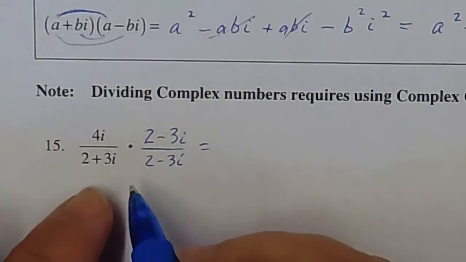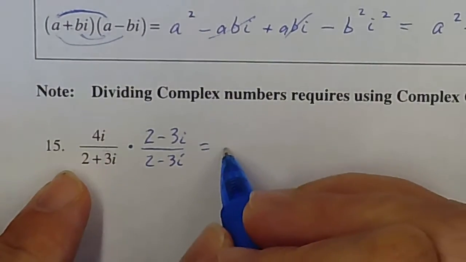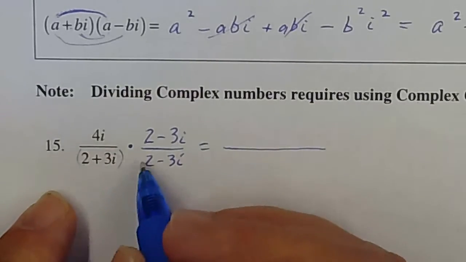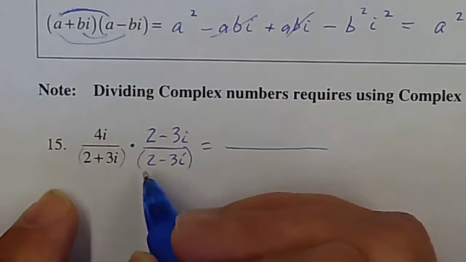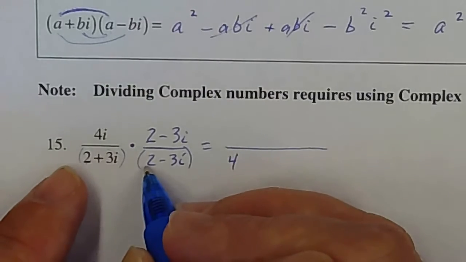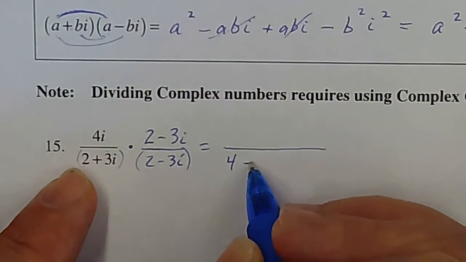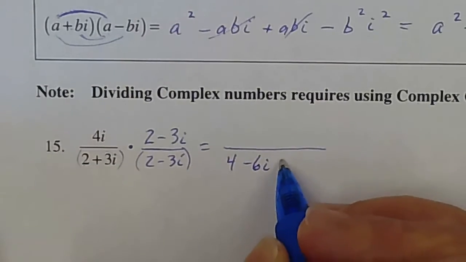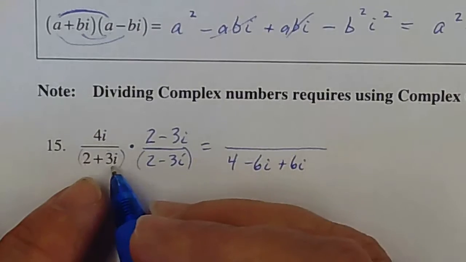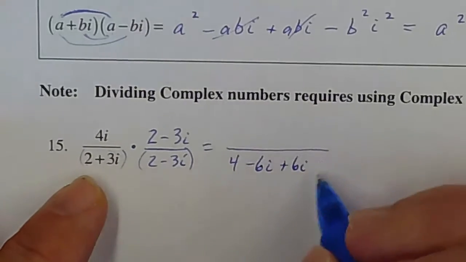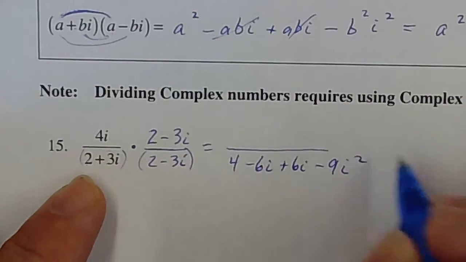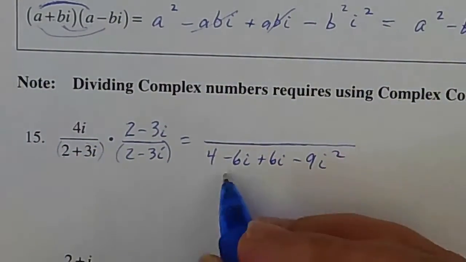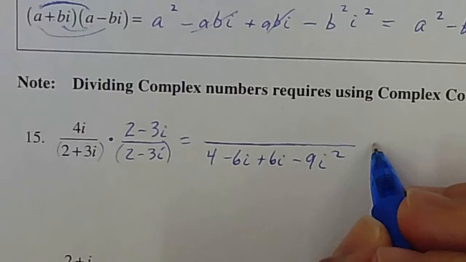Let's start at the bottom. So let's FOIL this. 2 times 2, put in parentheses if you feel more comfortable with that. So it gives me 4. Outside two terms, I get negative 6i. Inside two terms, I get positive 6i. And then the last two terms, I get negative 9i squared. Let's keep going with the bottom, then we'll focus on the numerator.